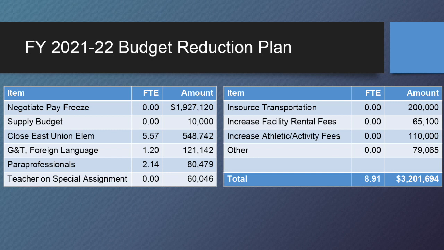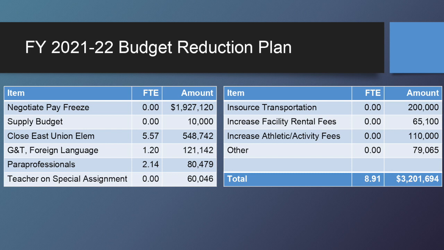The next line is the G&T, which stands for Gifted and Talented. It's proposed to cut Gifted and Talented by 1 FTE and also cut 1 foreign language program at the high school. Next, a cut of 2.14 FTE and $80,000 in paraprofessionals is proposed in year 2. A restructuring of a TOSA, or Teacher on Special Assignment, would save $60,000.